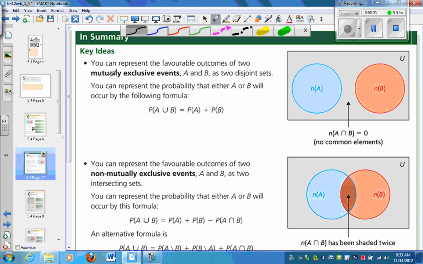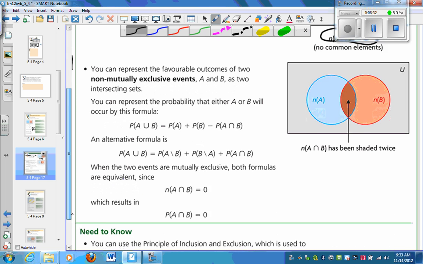Okay, key ideas. You can represent favorable outcomes of 2 mutually exclusive events. First of all, you have to determine that they're mutually exclusive, nothing in common. A and B are 2 disjoint sets, with nothing in common. You can represent the probability that either A or B will occur by the probability of A or B, A union B, is equal to the probability of A plus the probability of B. Again, there can be no common elements.